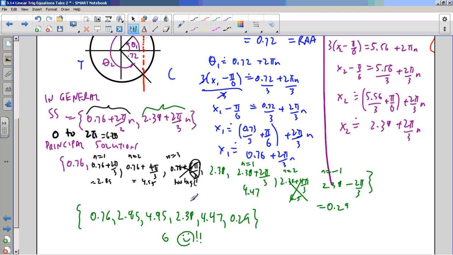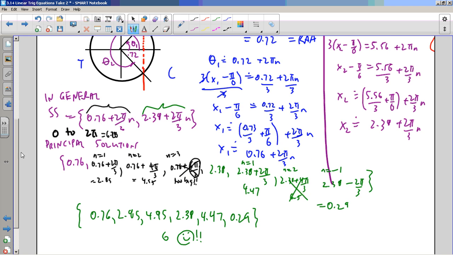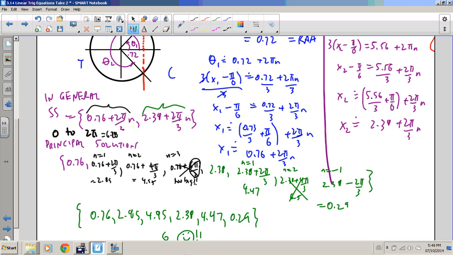Okay, this is tough. This is a tough question, folks. This is linear equations take 2, part 2, and we also have a linear equations part 3, which will come tomorrow.